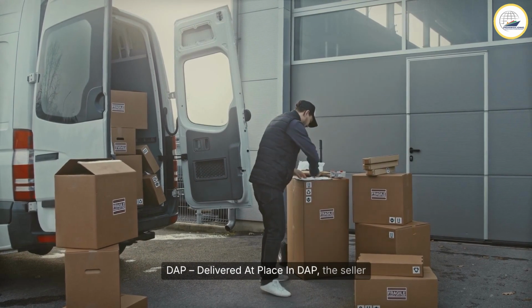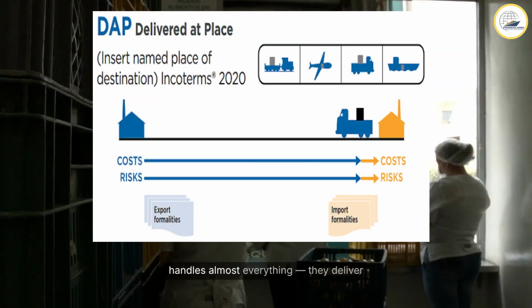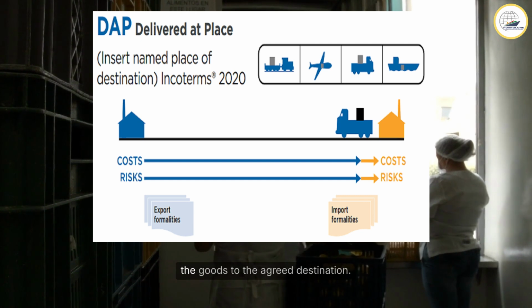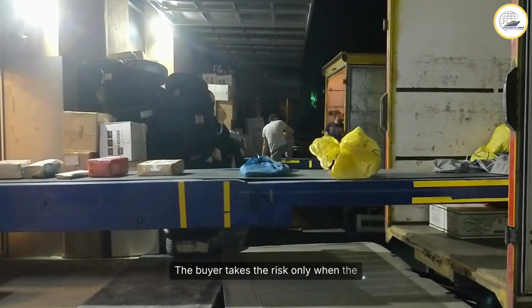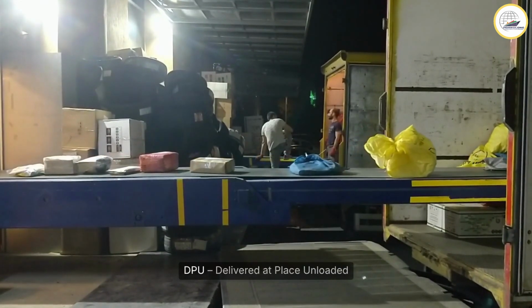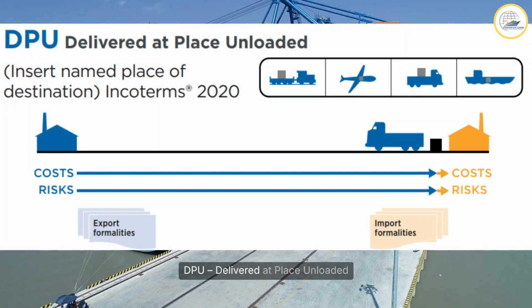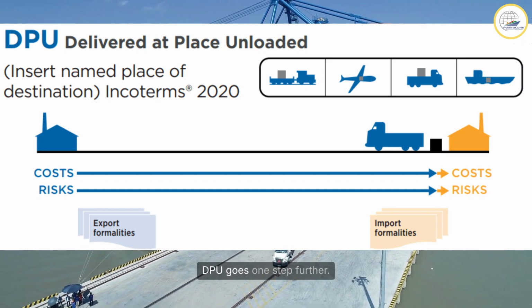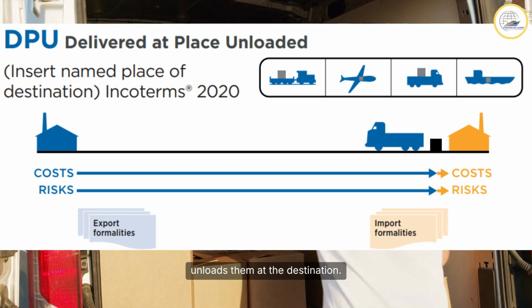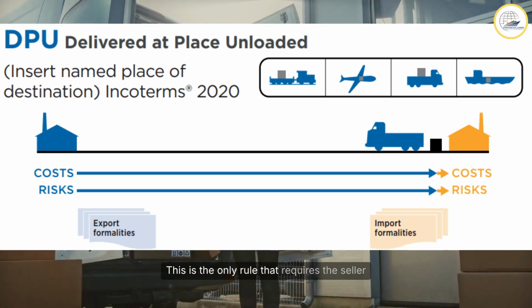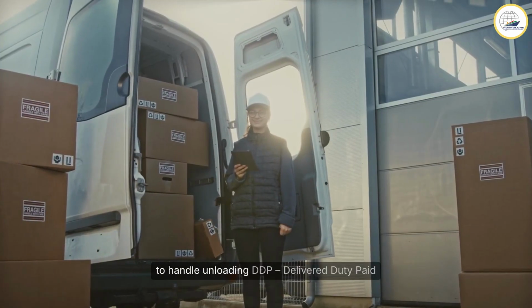Delivered at Place, DAP. In DAP, the seller handles almost everything. They deliver the goods to the agreed destination. The buyer takes the risk only when the goods arrive, ready for unloading. DPU, Delivered at Place Unloaded. DPU goes one step further. The seller delivers the goods and unloads them at the destination. This is the only rule that requires the seller to handle unloading.